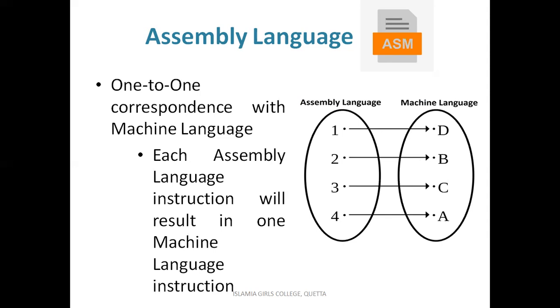Or you can say that if you want to write the code, whether you write it in assembly language or in machine language, the number of instructions will be the same, because there is one-to-one correspondence, or one-to-one mapping, between both. And one instruction of assembly language is equivalent to one instruction of machine language.